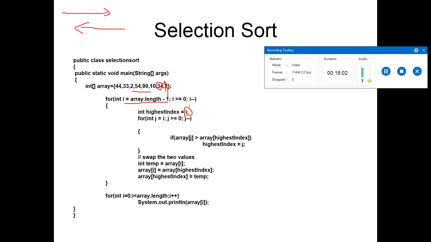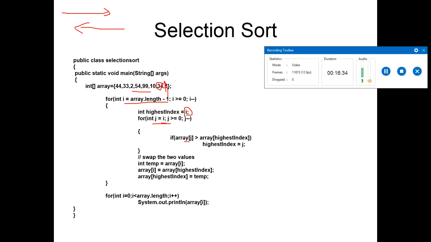That means where I am, my current pointer. We have the inner array, and the inner array starts from my current position, which is I, and we keep on decrementing. While we keep on decrementing the index of the array, we check if the current element is greater than the highest index element, then we put the current index as the highest index, and then we swap them as usual.